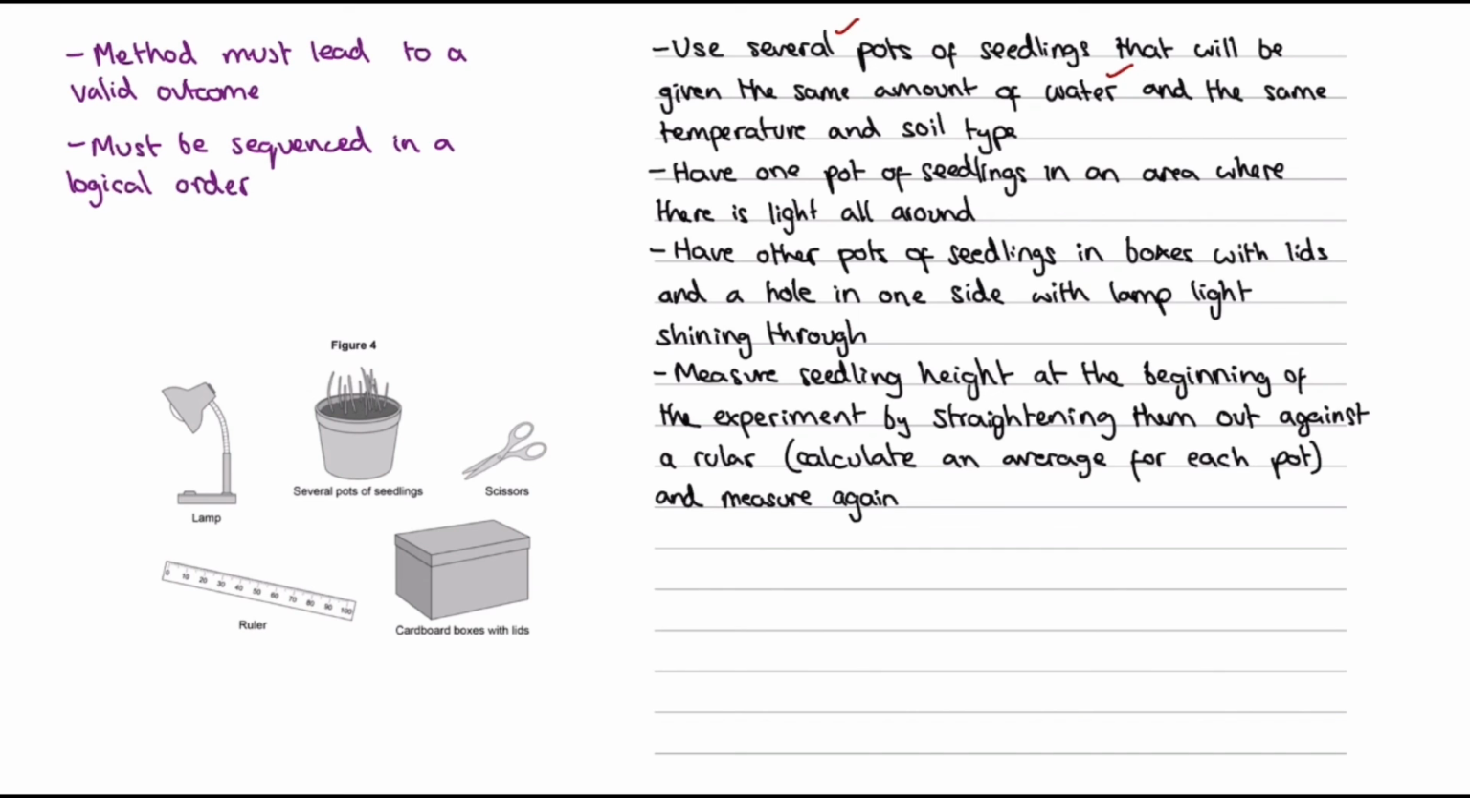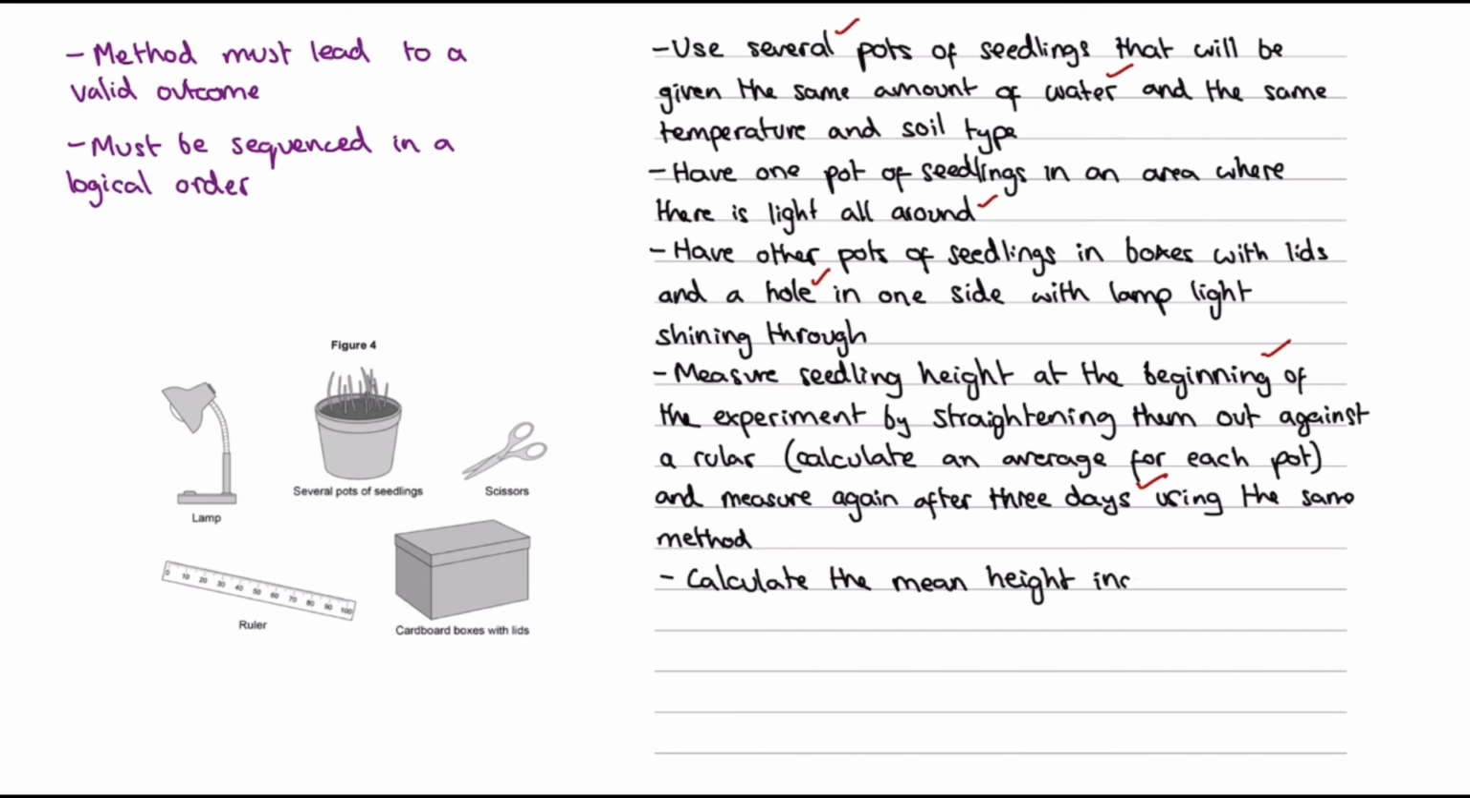Then you want to leave the seedlings for a sensible amount of time, so enough for them to grow a little bit, and you're going to measure again using the same method and calculating another average. The last stage of the experiment will involve calculating the difference between the heights of the seedlings before and the heights after, so this will be a mean increase.